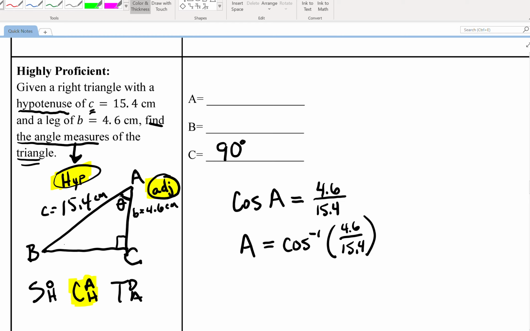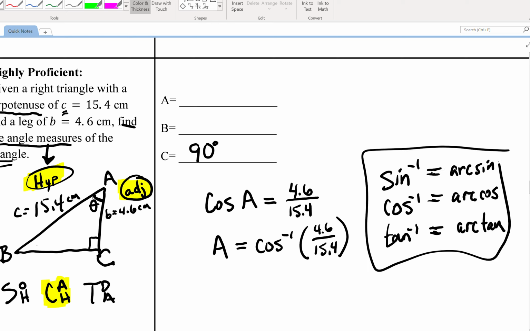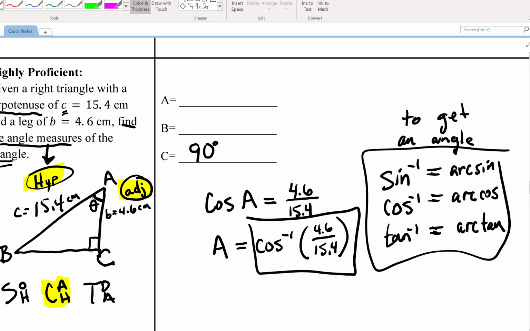And whenever you do the inverse sine, the inverse cosine, or the inverse tangent, which are also called the arc sine, the arc cosine, or the arc tangent, they mean the same thing. What you're getting in all of these cases is an angle. And so this right here, if I put this in my calculator, it will give me the angle.